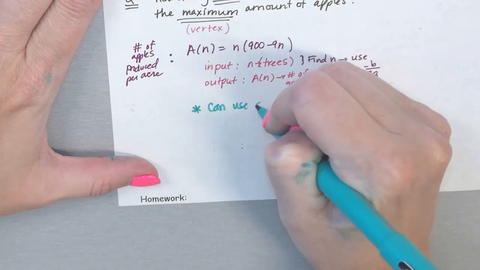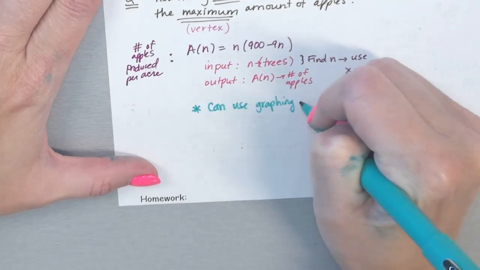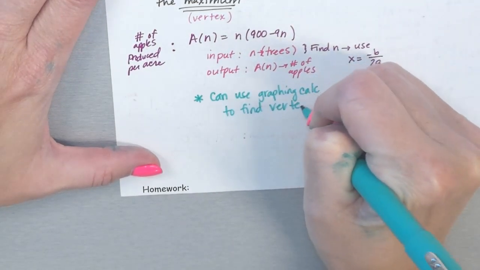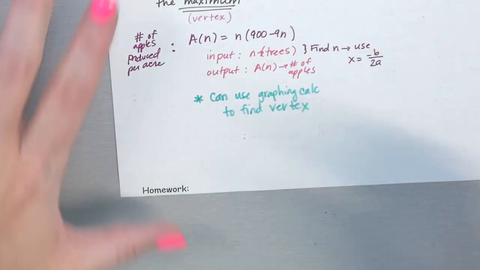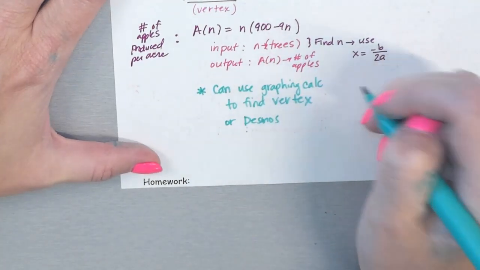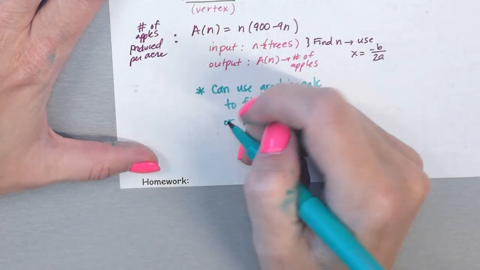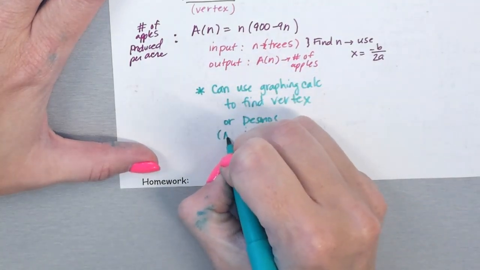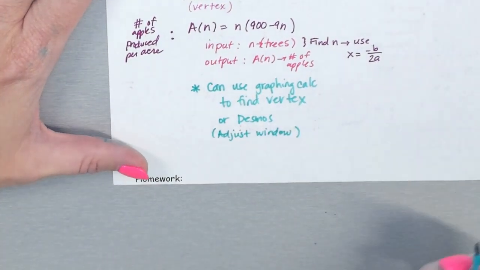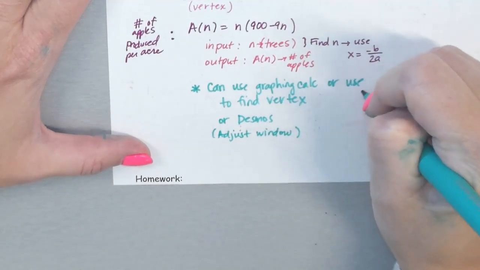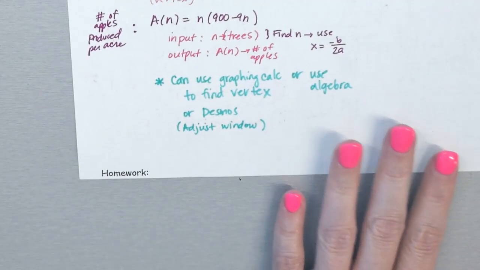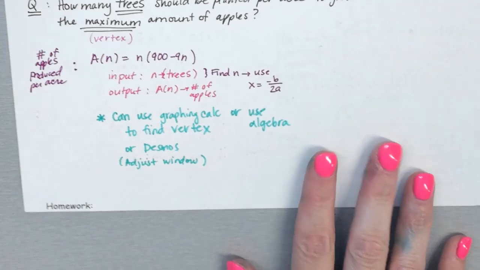You can use your graphing calculator to find the vertex, which in your graphing calculator, you'd have to calculate the max or the min, or you can use Desmos. And if you're using the graphing calculator or Desmos, you're going to have to adjust the window. Or you can use algebra. So you can choose your own adventure. I will show you all of your adventures that can be had.